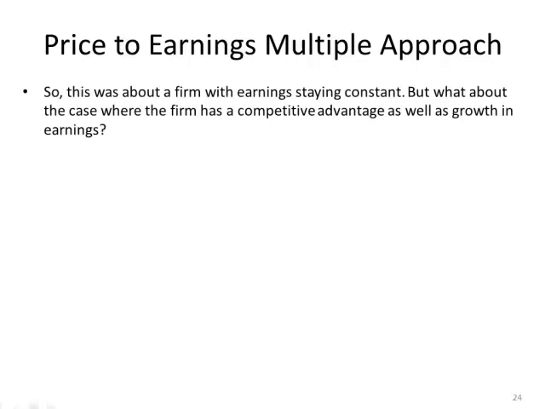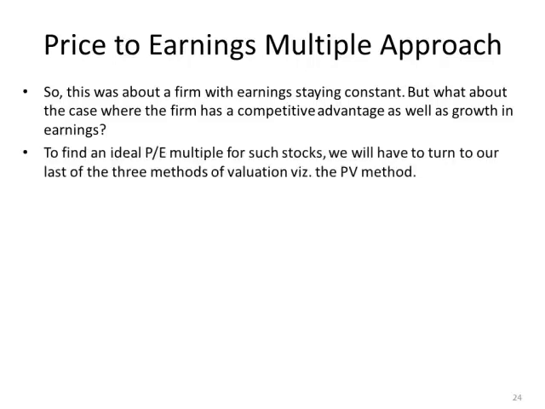So now suppose we don't have constant earnings, right? Previously we looked at the situation where the firm has no growth in earnings over time. But what about the cases where the firm has a competitive advantage as well as growth in earnings? To find the ideal PE multiple for this type of stock, we have to turn to the last of the three valuation methods, i.e. the present value method, or the franchise value plus growth.